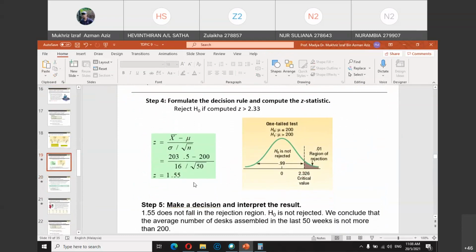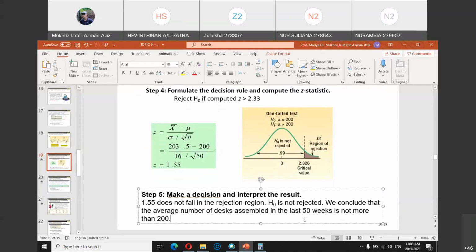So again, we know the answer is the same, 1.55. So 1.55 does not fall in the rejection area. The same thing here: although the critical value changes, the value of Z is still smaller than 2.33, so we do not reject. We conclude that the mean number of tests assembled in the last 50 weeks is not more than 200. You can write it this way because this is what the study is about. It's about the mean number of tests assembled. So this is more complete.